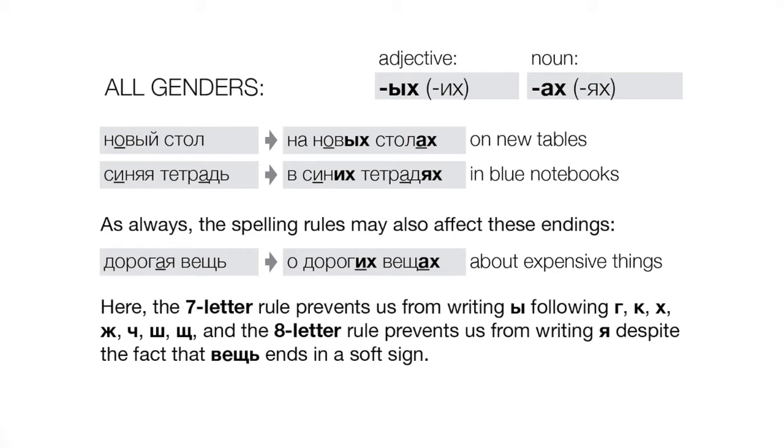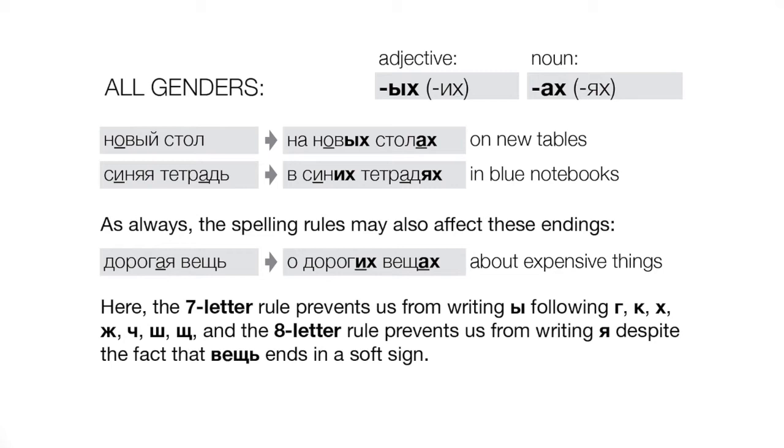This applies to all genders. Again, the only thing we're worried about is hard versus soft. Of course, keep in mind also spelling rule issues could dictate which of these endings we use, right? It's not always hardness or softness per se. So, for example, novy stol, new tables, would be na novykh stolakh. In blue notebooks, soft adjective, soft noun, sinikh tetradyakh. Okay, and again, the spelling rules may affect these endings. So vesh is a soft, it's a feminine ь noun, but we can't write ya after sh, right? So we say o drugikh veshchakh. Similarly, drugoy is not a soft noun, but because of the seven-letter spelling rule, we can't write у, so instead we write и. Okay, so as long as we keep in mind the hard versus soft distinction and all these spelling rules we've learned since like day three or something, right? It will be fine in prepositional plural.